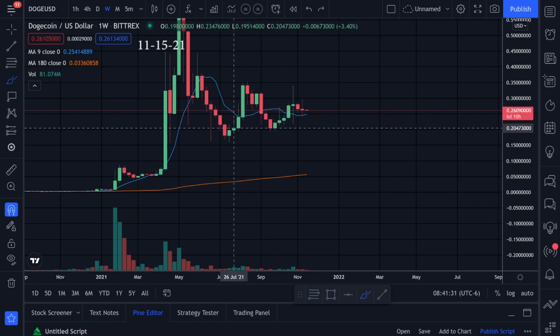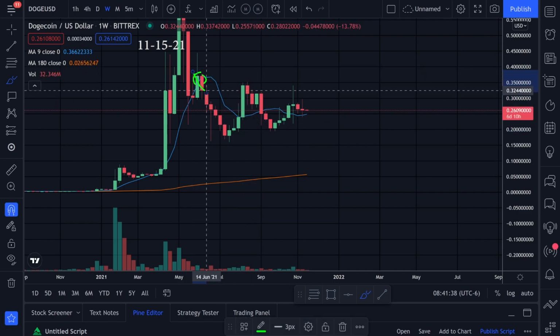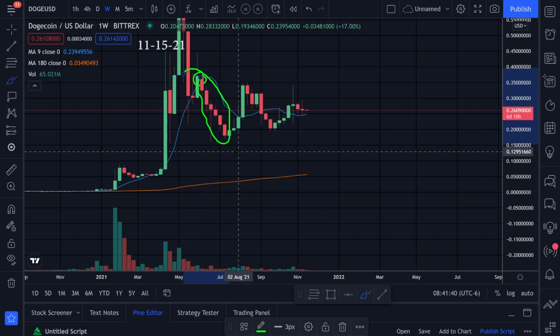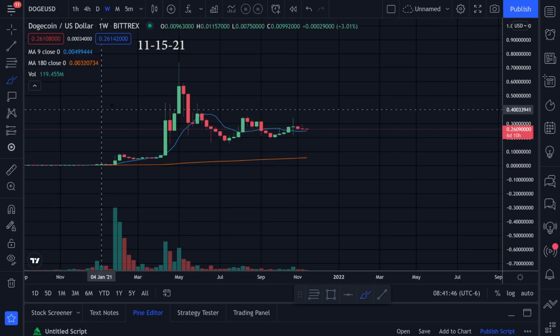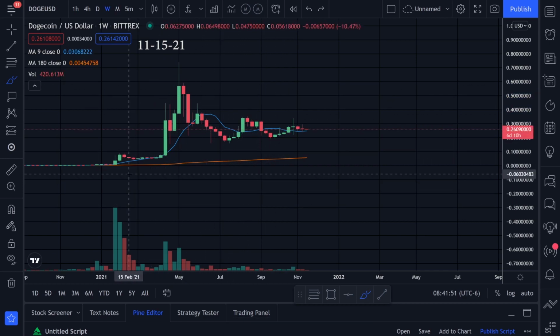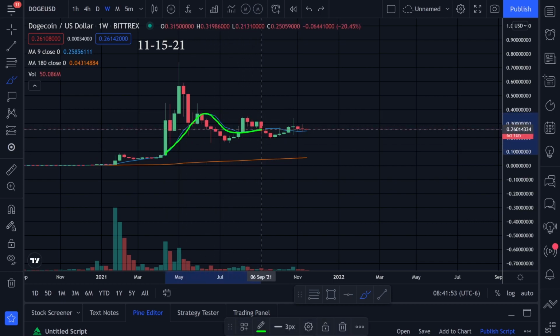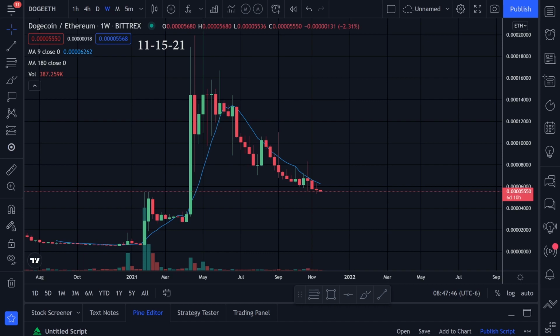Look right here, right when we broke through it, we got a nice big green candle. When we broke it going to the downside, we got a bunch of red candles. Broke it right here, bunch of green candles, or like a nice little bull trend, should I say. So that's just why I like to watch the moving averages, specifically the 9 moving average and the 180 moving average. Let's jump over to the Dogecoin to Ethereum chart.